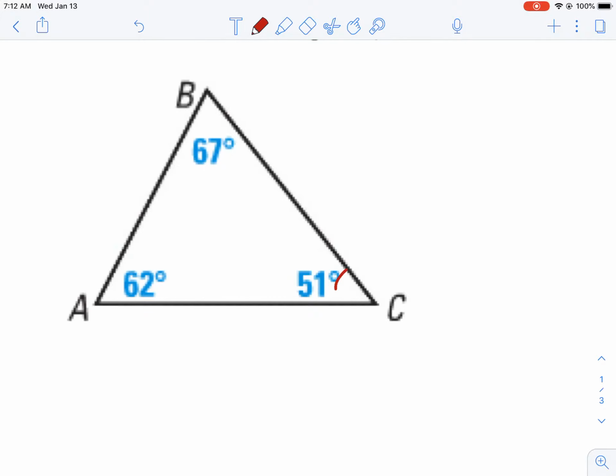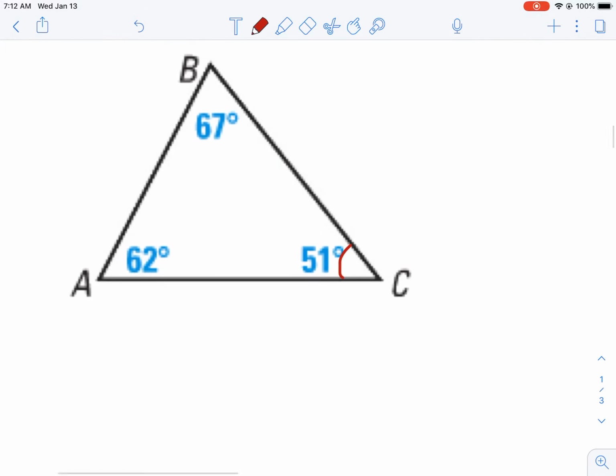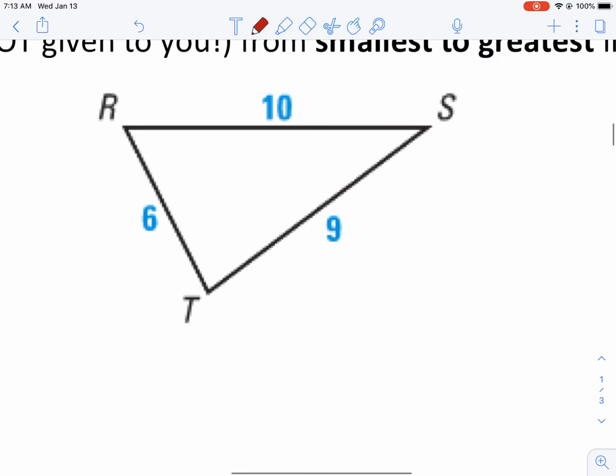So it wants us to list things from smallest to greatest. Our smallest angle is C at 51 degrees. So our smallest side is AB. Then our next angle is A. So the side across from that is CB. So that'd be our next smallest side. And then our biggest angle is B. So then AC would be our biggest side. So you can kind of do that.